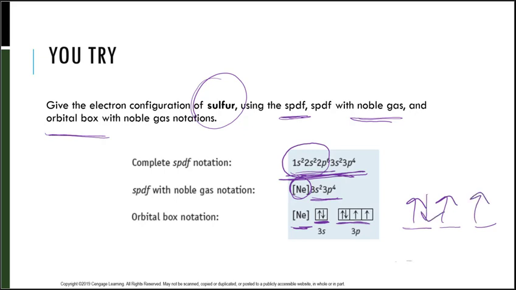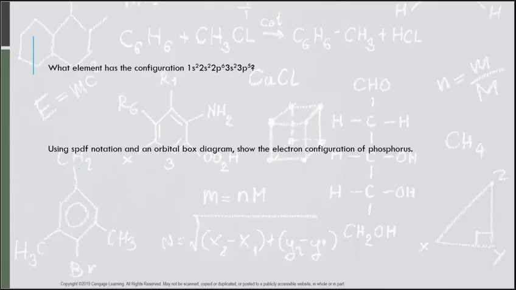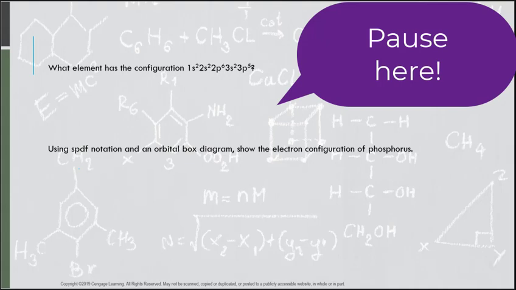I'm going left to right because of the Aufbau principle. I am doing 1 in each orbital because of Hund's rule. And when I go back to put the 4th one in, it's the opposite spin, which is Pauli exclusion principle. Pause here and try to figure out these two.